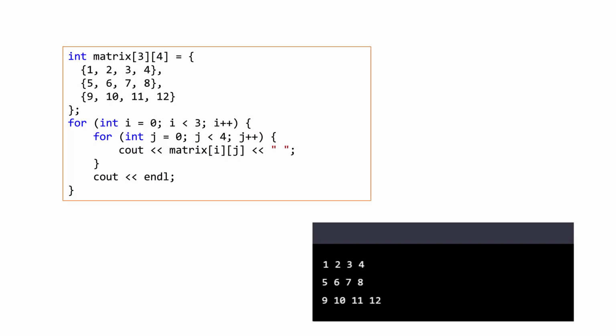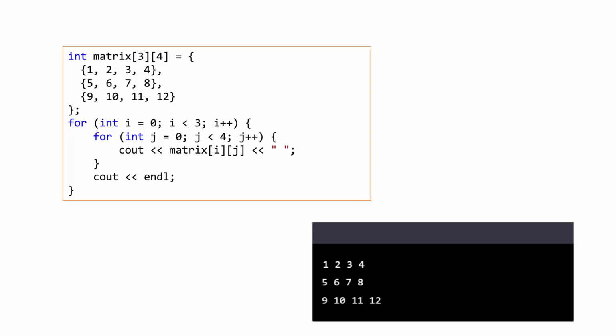This code declares and initializes a 2D array named matrix with 3 rows and 4 columns. The elements of the array are initialized with values in the brace enclosed list. The nested for loop is used to iterate through the elements of the matrix array. The outer loop iterates through each row of the array, and the inner loop iterates through each column of the current row.